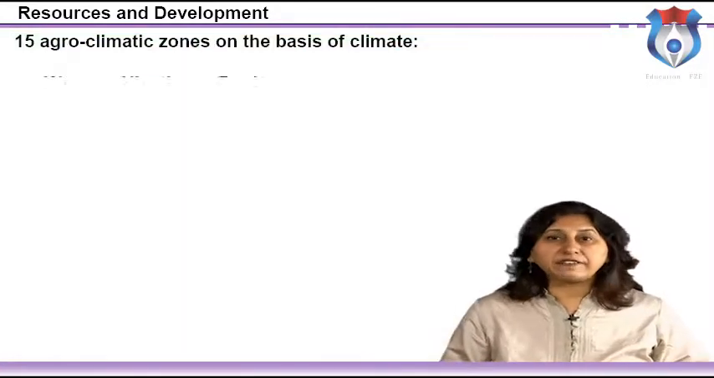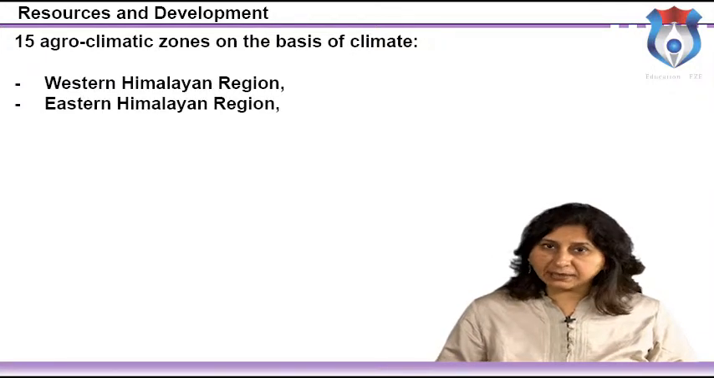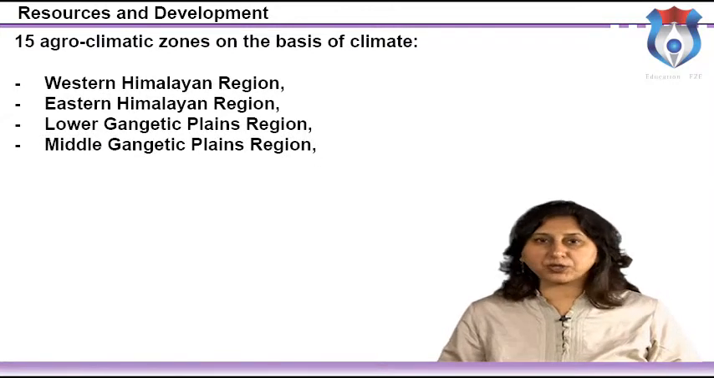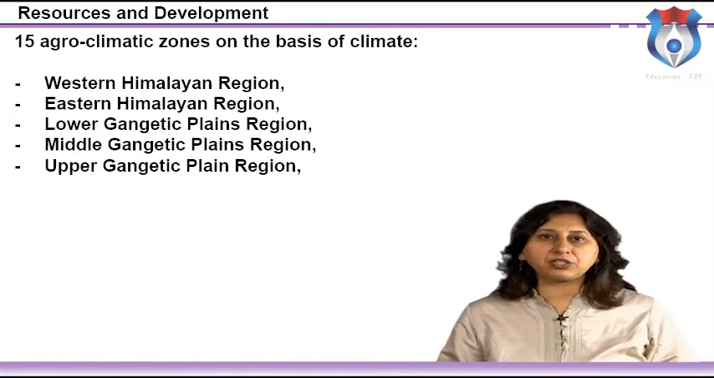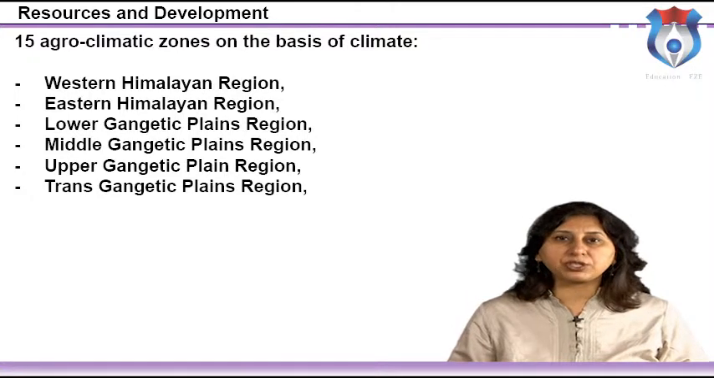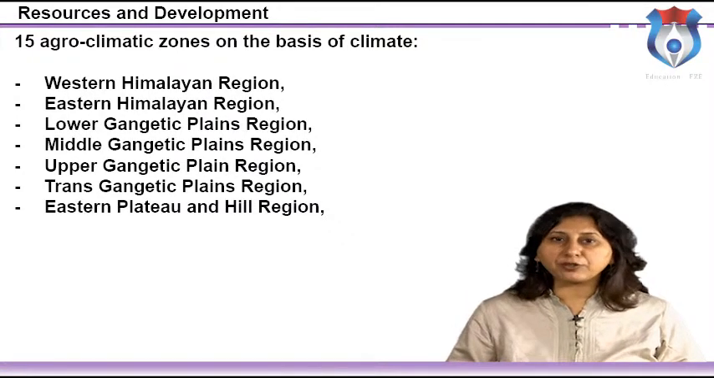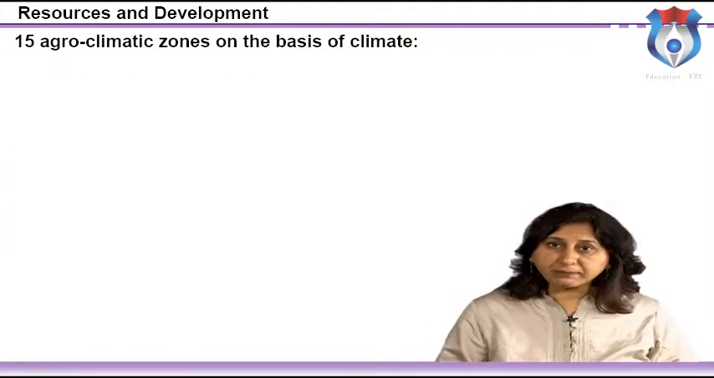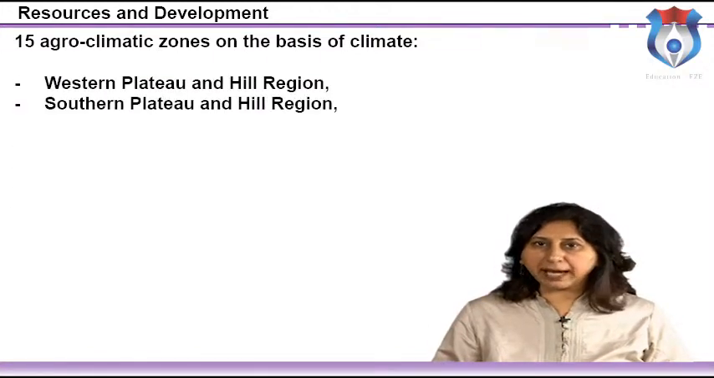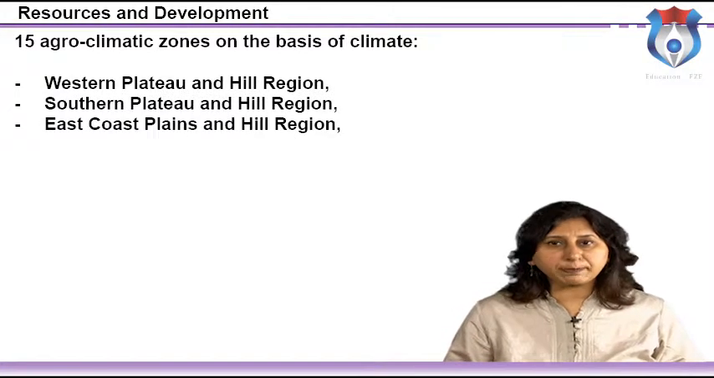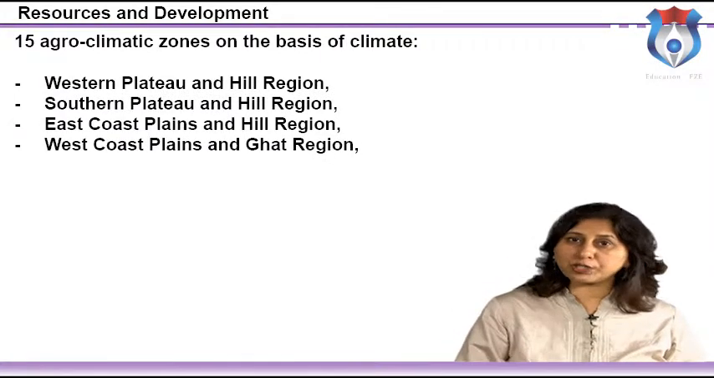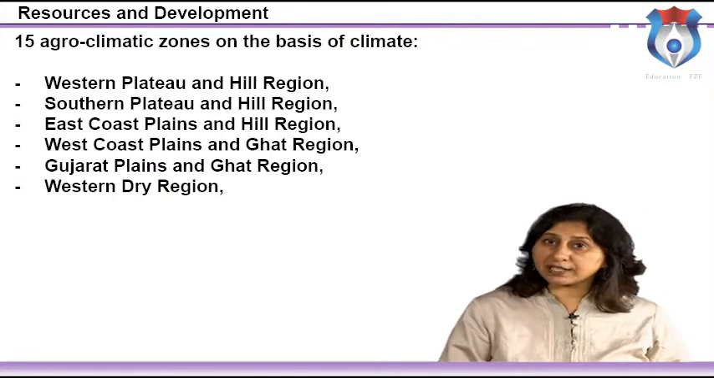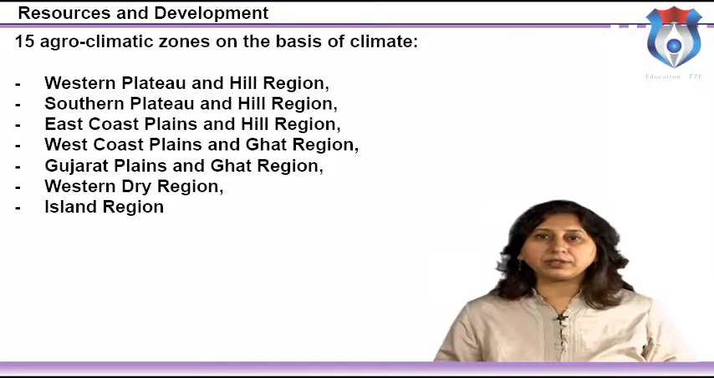These are Western Himalayan region, Eastern Himalayan region, Lower Gangetic Plains region, Middle Gangetic Plains region, Upper Gangetic Plain region, Trans-Gangetic Plains region, Eastern Plateau and Hill region, Central Plateau and Hill region, Western Plateau and Hill region, Southern Plateau and Hill region, East Coast Plains and Hill region, West Coast Plains and Ghat region, Gujarat Plains and Ghat region, Western Dry region, Island region.